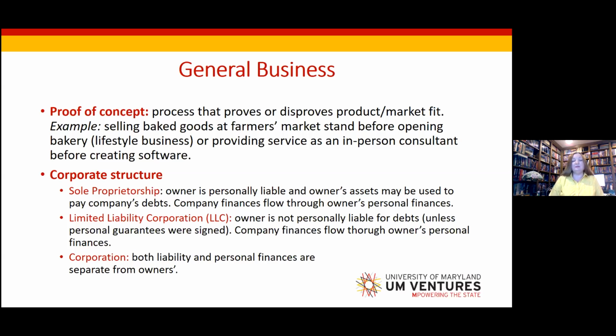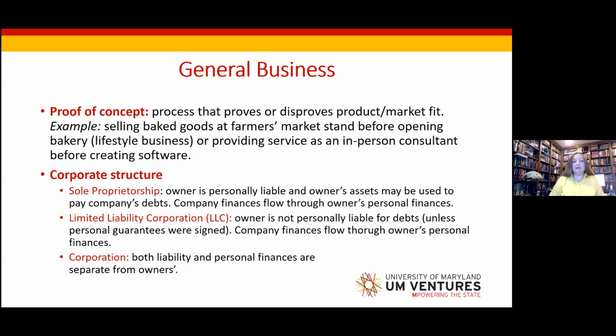The various types of corporate structure, and we will have a workshop led by an attorney talking about these, but just very quickly, sole proprietorship is when the owner is personally liable and the owner's assets may be used to pay the company's debts. The company's finances flow through the owner's personal finances. Typically, it's a one-person type of operation where there's not a whole lot of money involved and not a whole lot of liability that people need to worry about.